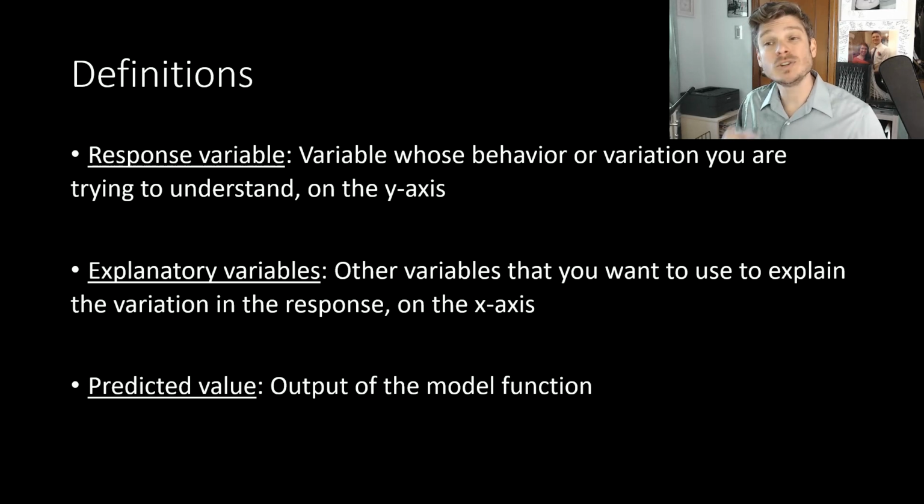And then when we do have a function or a model that does our predictions for us, our predicted value is that output of our model function. So we plug our data in, we plug our explanatory variables in, and we get our response variable as our output, and that is our predicted variable. That is the output of our function.